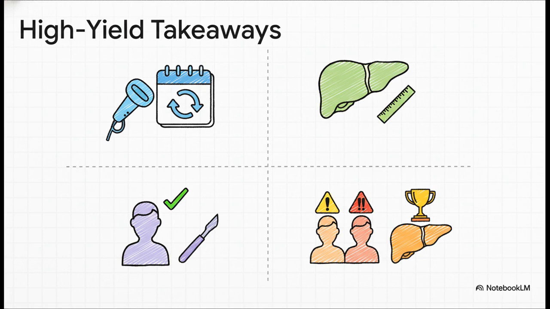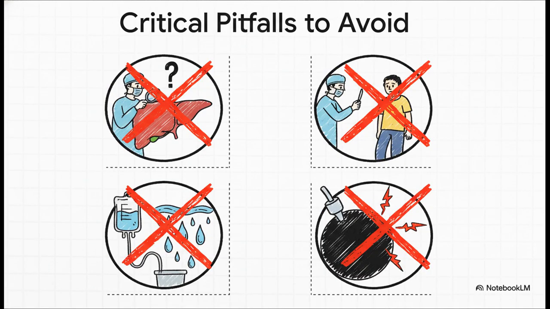Second, when you resect an HCC, a 1 centimeter margin is the standard. Third, resection is strictly for Child A patients. And finally, for any Child B or C patients with tumors that are within Milan criteria, liver transplant is the definitive gold standard treatment. And just as important are the common pitfalls.